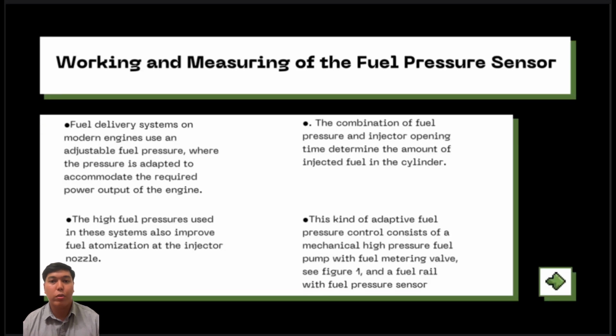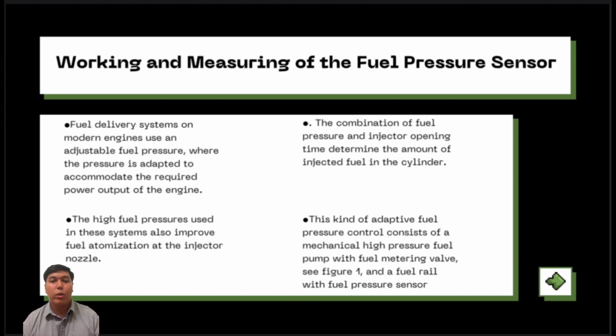Next, measuring of the fuel sensor reliability. Modern engines use an adjustable fuel pressure, where the pressure is adjusted to accommodate the required power output of the engine. And next one, the combination of the fuel pressure and injector opening time determine the amount of fuel injected into the cylinder.